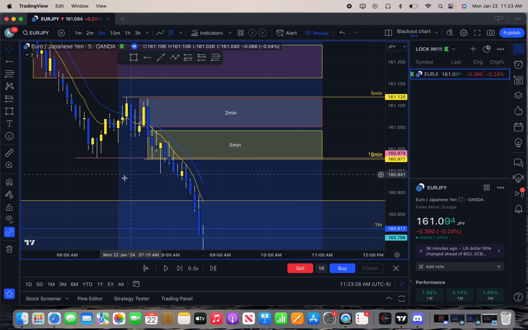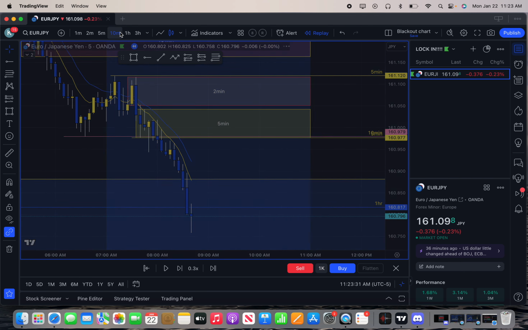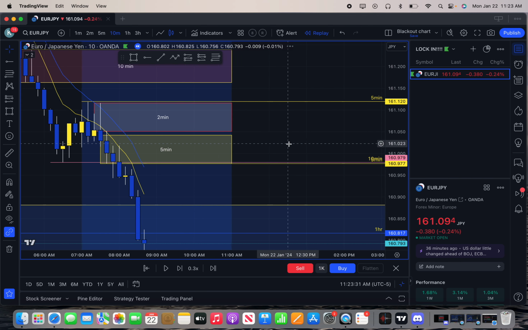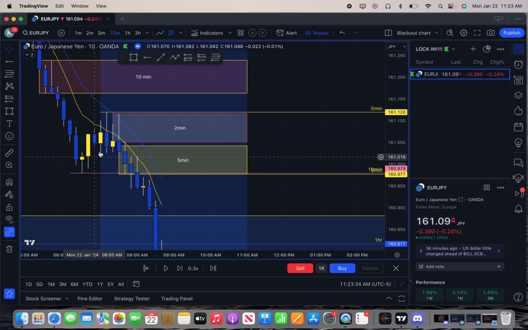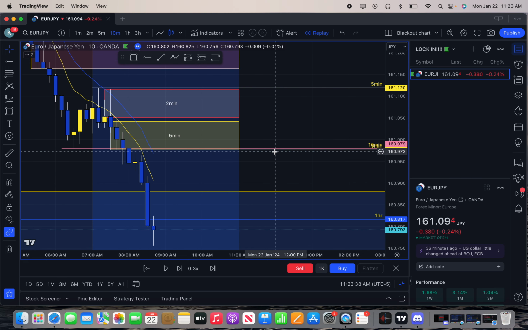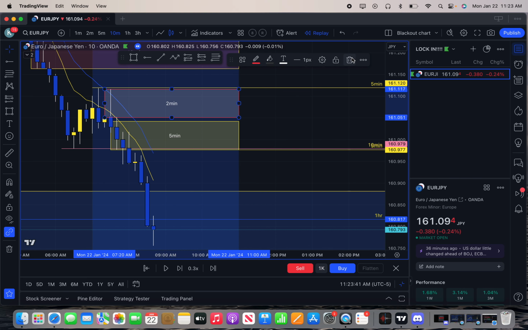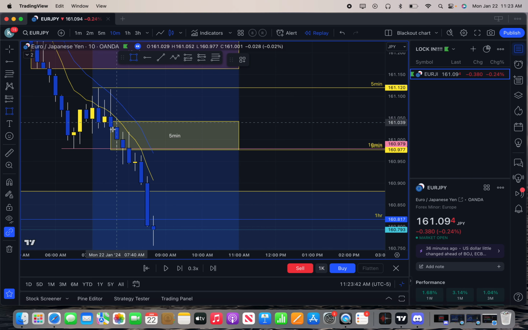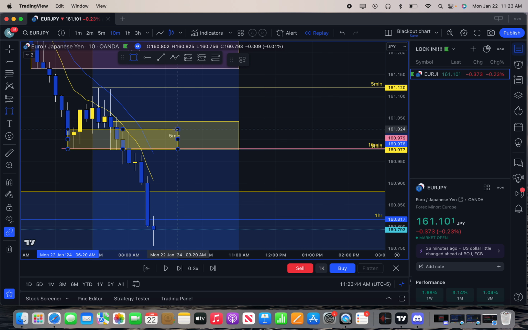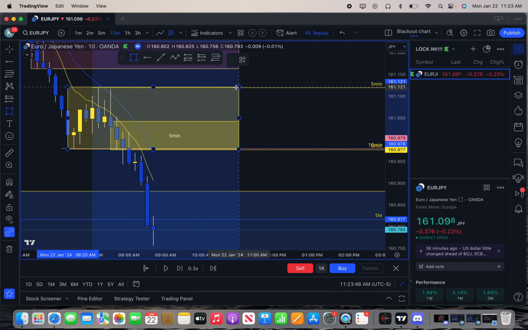But we also see the 10-minute broke too. So now we want to go to the 10-minute and check. So on the 10-minute, price gave a wick, then gave a second candle push. So now we're going to get rid of the 2-minute. Now the only reason we're going to get rid of the 2-minute here is because the 10-minute encapsulates it. So we don't want to have 3 different zones in one.